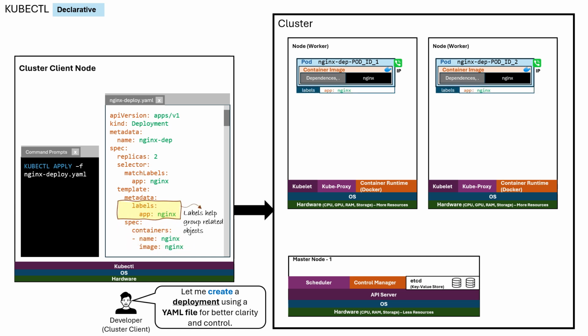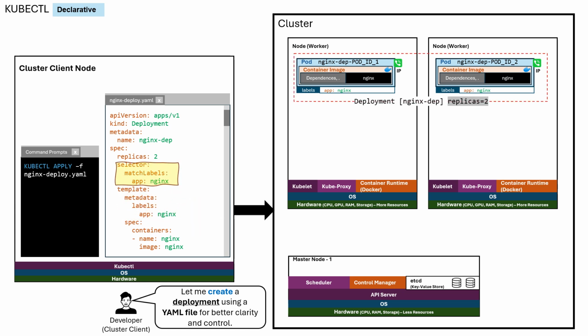What's interesting here is that the labels section helps group related objects. For example, in this case, the label app: nginx is added to each pod, making it easier to identify and manage them as a group. These labels also help connect the pods to the deployment through the selector section, which ensures the pods match the same labels.